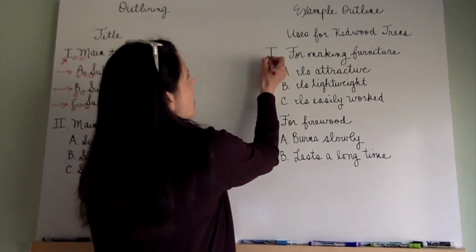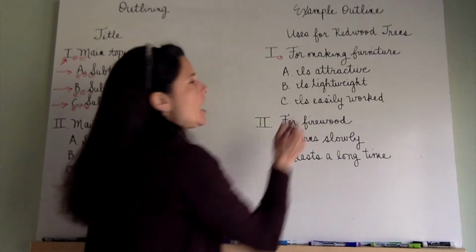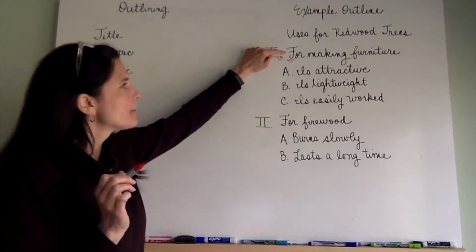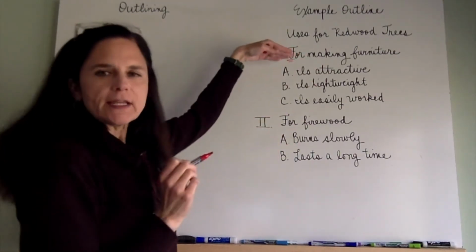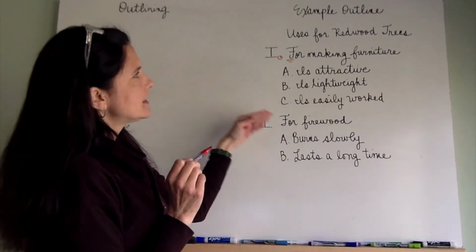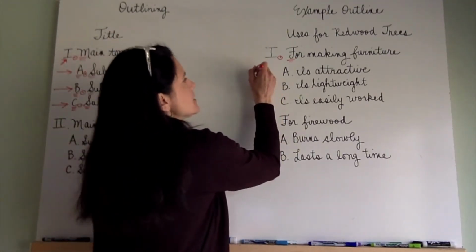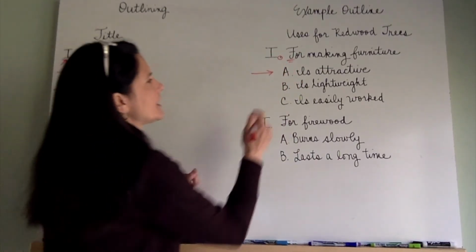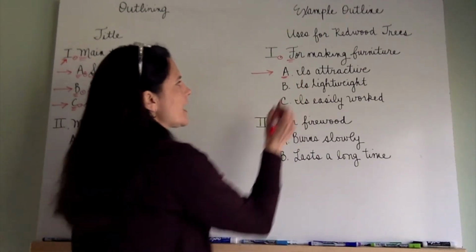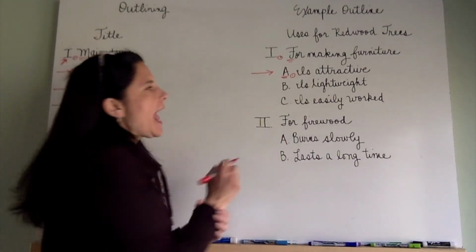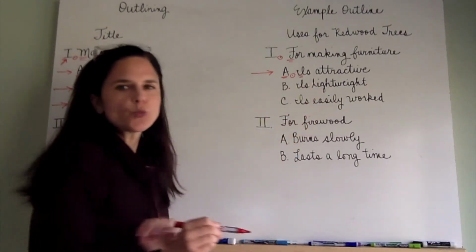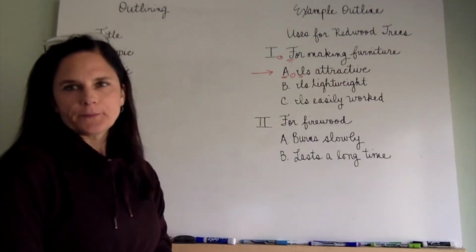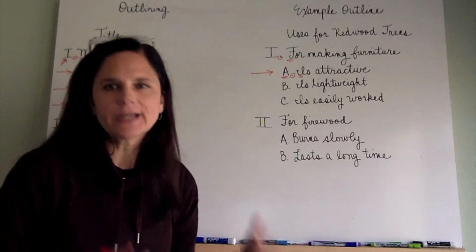Okay, so again, we have Roman numeral followed by a period. The very first letter of the very first word of our main topic is capitalized. It's just a phrase. And then underneath for making furniture, here are all the reasons that redwood trees are good for making furniture. So again, the subtopic, A, we're going to indent. We're going to capitalize the letter A, followed by a period, and the very first letter of the very first word of our first subtopic is capitalized. Is attractive. Again, not a complete sentence, not necessary, it's an outline.